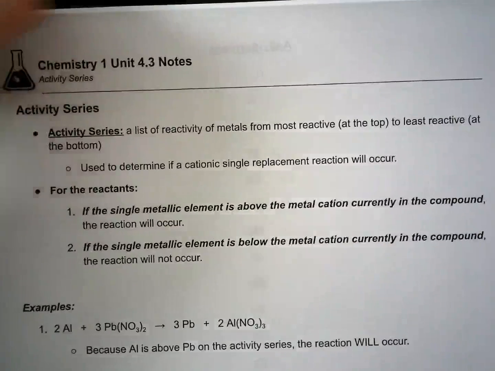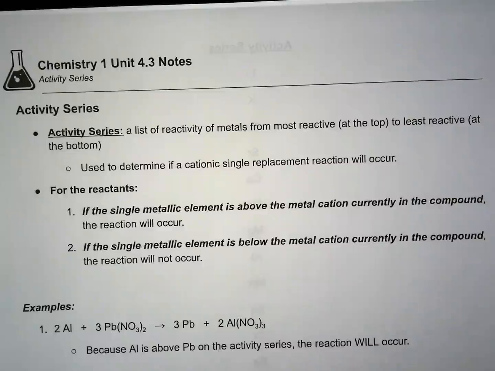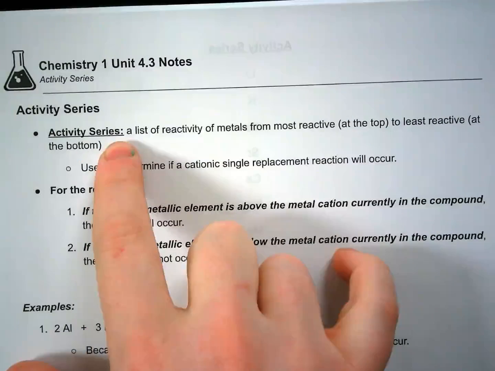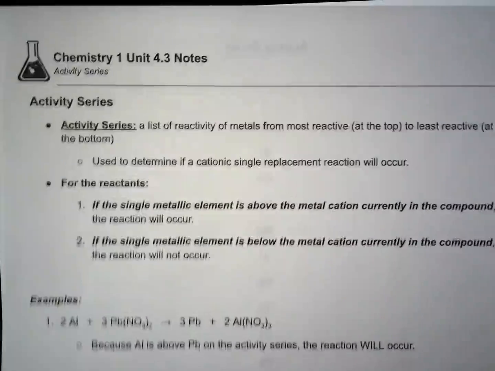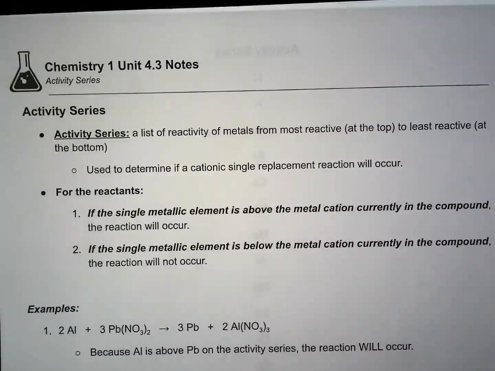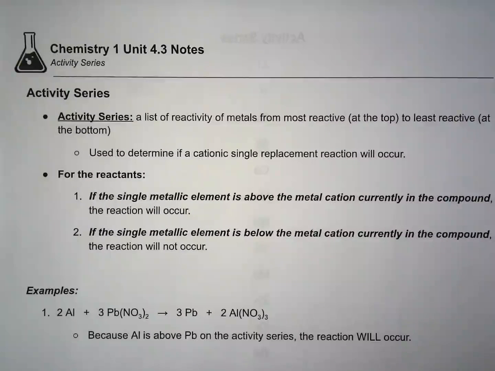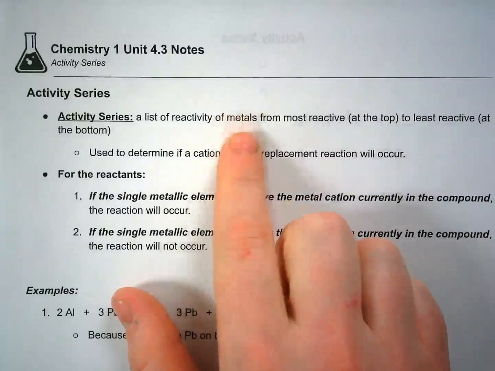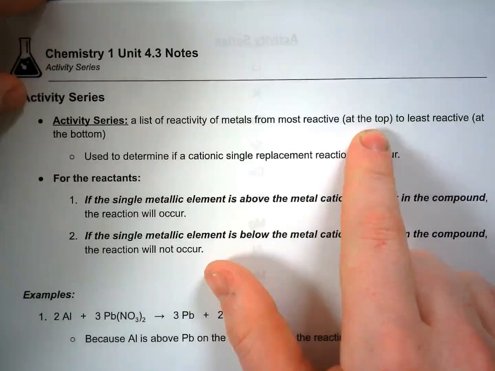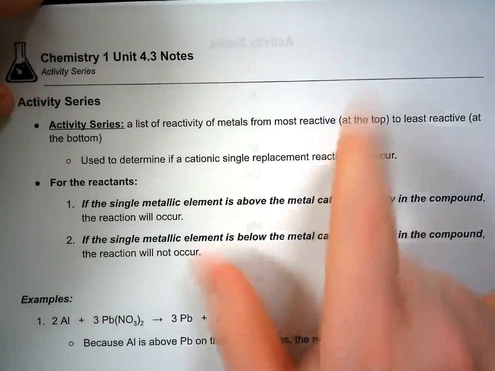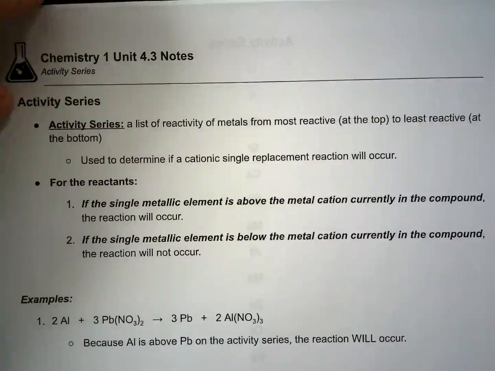So anyway, let's just take a look at this. The activity series that's mentioned here is found, for me, on the back here. For you, it's just on the second page of the PDF, however you're using this. And we'll go through that in just a bit. But notice it's the reactivity of metals, from most reactive to least reactive. And we rank it from top to bottom.